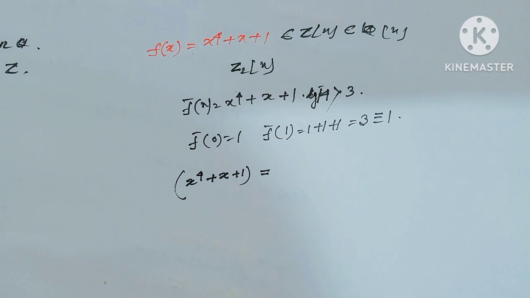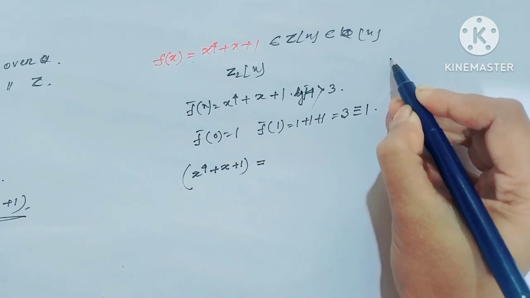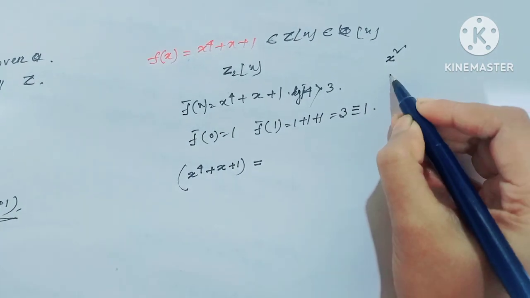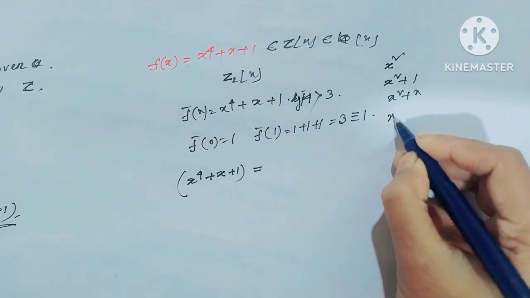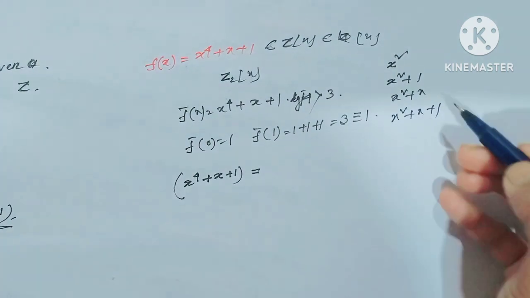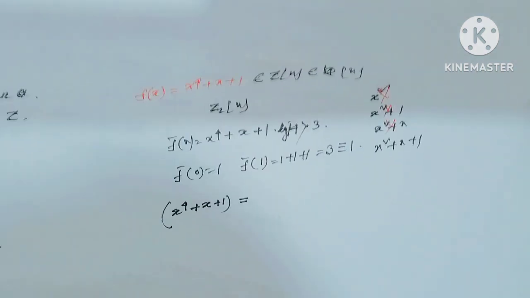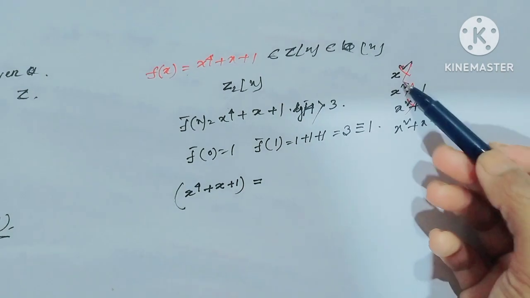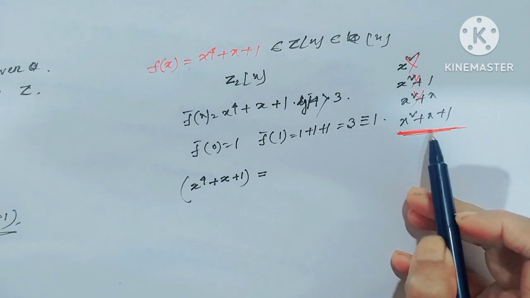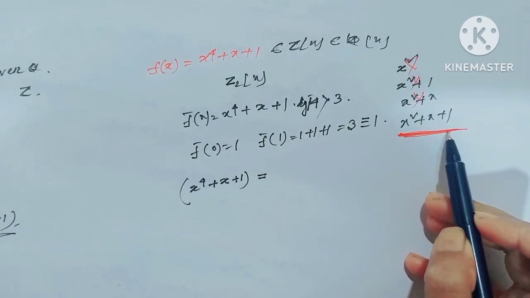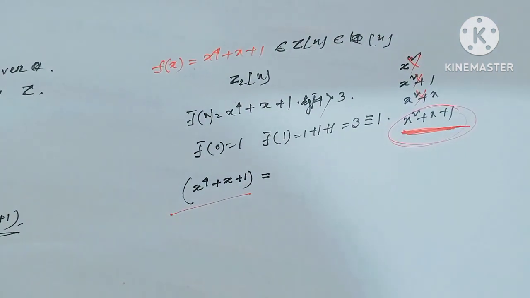I will see whether this polynomial can be written as a product of two reducible polynomials. For this, notice in Z2, the polynomials are of such type: x square plus 1, x square plus x, x square plus x plus 1. But we cannot apply these three polynomials because in Z2 they have a root. Now I will see, can we write this polynomial as a product of this type of polynomial?